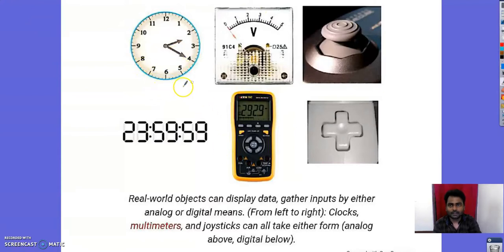And these are some examples of analog and digital instruments. Here, as I said earlier, a clock is one of the analog instruments, and a multimeter is one of the digital instruments, giving digital outputs. This is a clock which has a 7-segment display, and it is a digital clock.